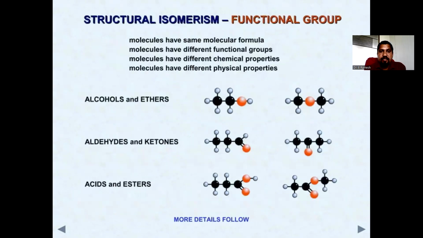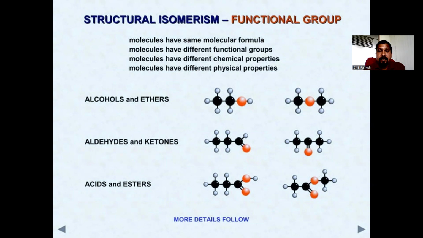Next, functional group structural isomerism, which I discussed already. If I compare alcohol with ether, ethyl alcohol with dimethyl ether, the molecular formula is the same, but the functional group is different, so the chemical properties and physical properties are different. The same applies to aldehydes and ketones.